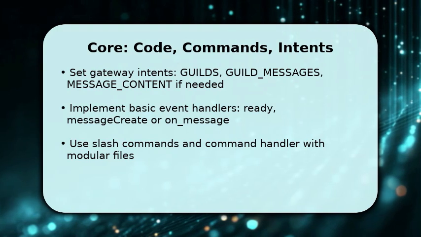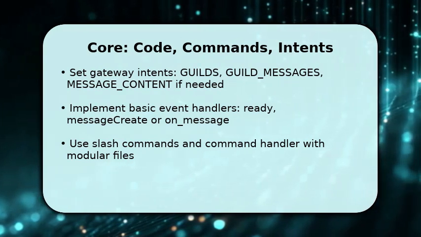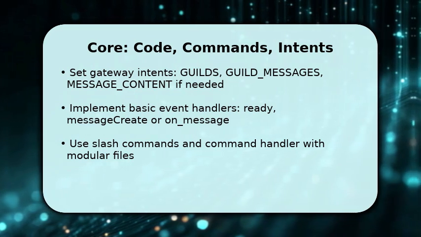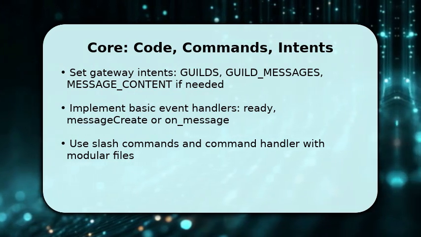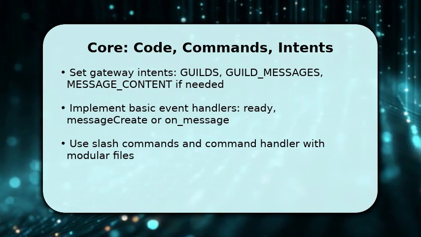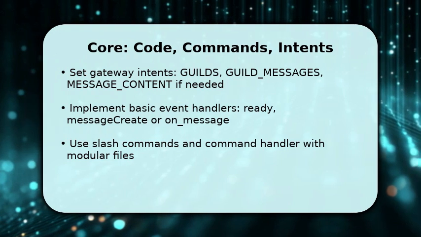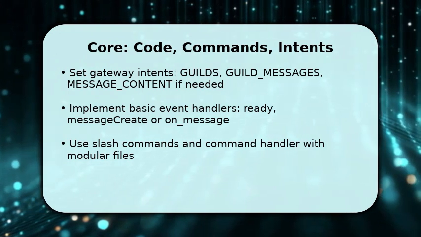Now you implement the core. Write a main file that logs in using the token and registers gateway intents so events arrive. You create handlers for ready and message events. Use /commands for consistent UX and register them globally or per guild during development. Once your handler structure is modular, add permission checks and cooldowns.